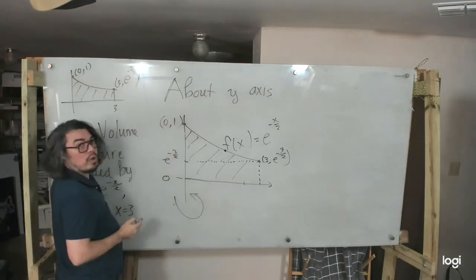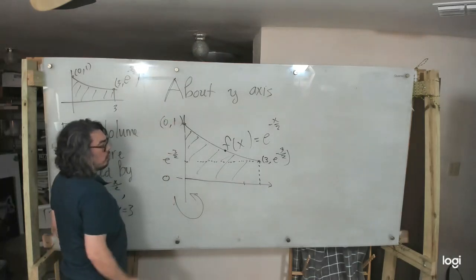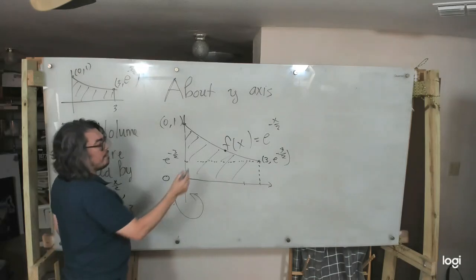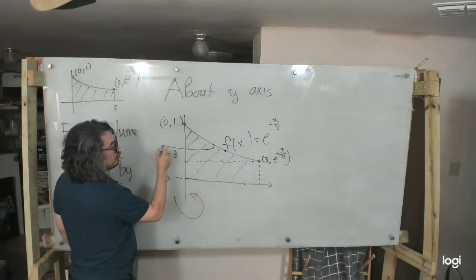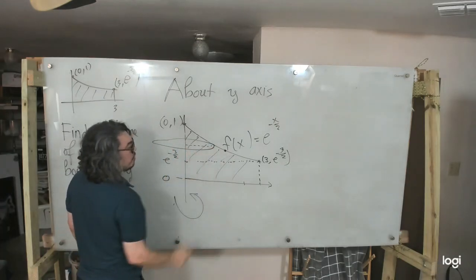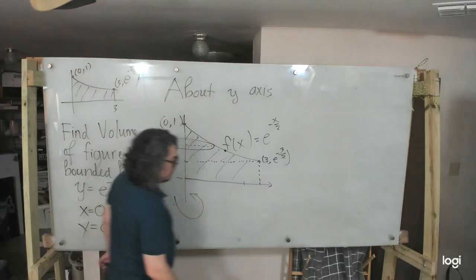And of course, up here, the upper limit of the y is 1. And the reason why, again, we're going to integrate with respect to y is because our slices are going to be like this. So the radius is going to be the x value for a given y value, okay?